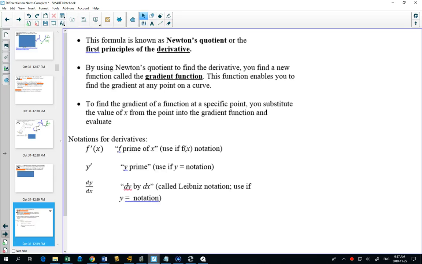Here are some notations for derivatives. f prime of x, y prime of x, or y prime, and Leibniz notation, dy dx. So there are two main notations: the notation that Newton used, which is f prime, and the notation that Leibniz used. And it's kind of neat because some notations are nice in one place, but not nice in another place, and vice versa, so they're actually both quite useful.